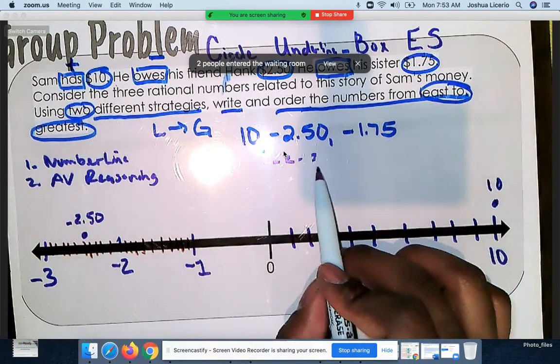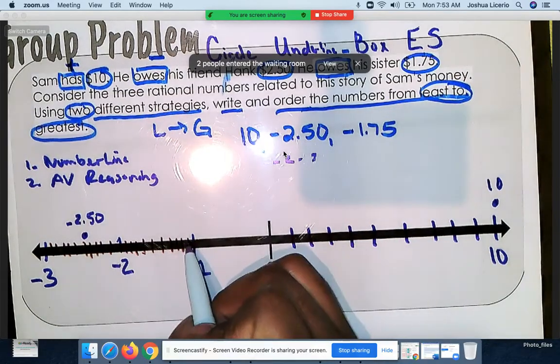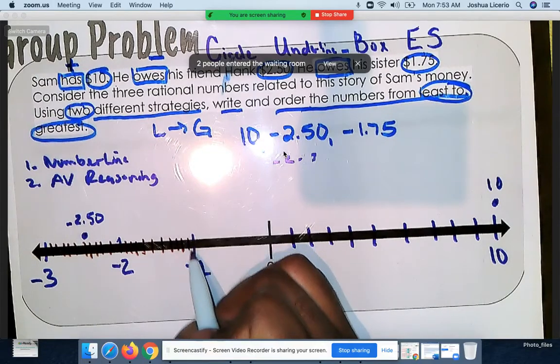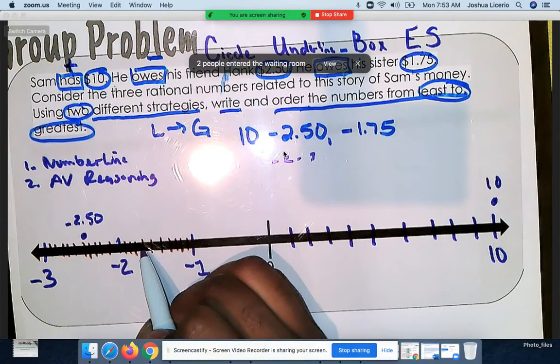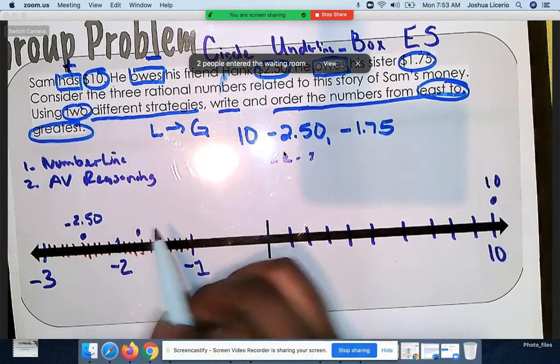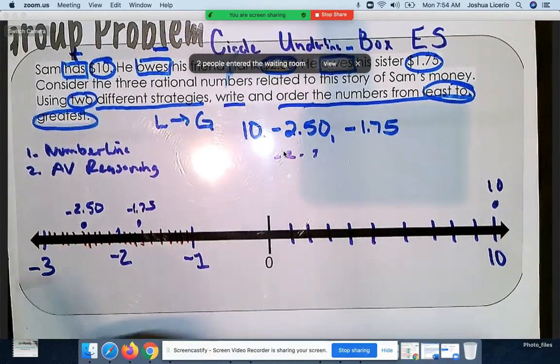Then I have a negative $1.75. I know that's between owing $1 and owing $2. It's going to be right here in this whole. Once again, count to 70. So I have $1, 10, 20, 30, 40, 50, 60, 70. And because it's 75, it's between 70 and 80. So it's going to be right about here. $1.75.